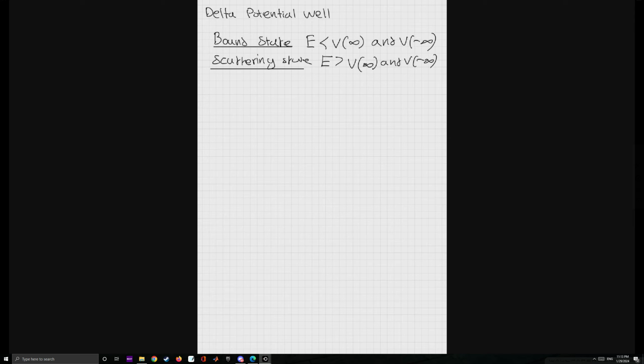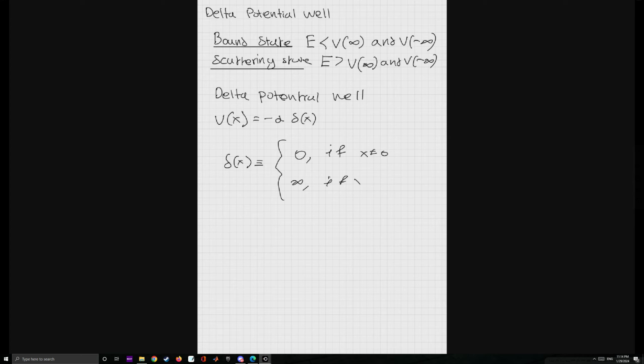Now the delta potential well looks like this. It has the form V of x equals negative alpha times the delta function. Now what this delta function is simply, we'll just call that x. It's defined as 0 if x is not 0, and infinity if x equals 0.